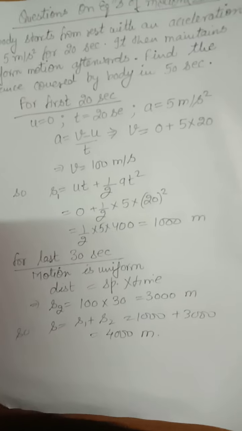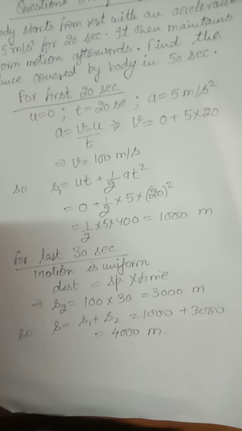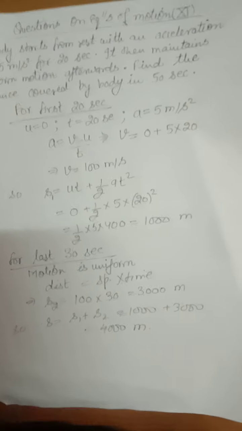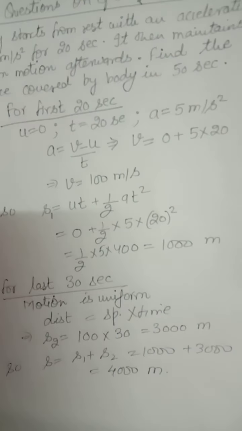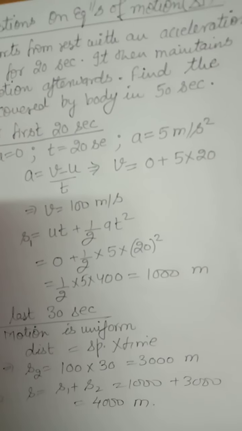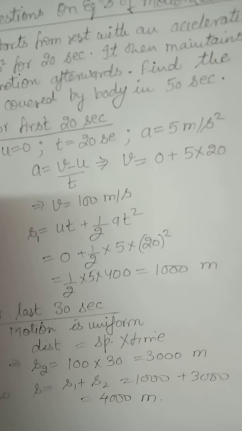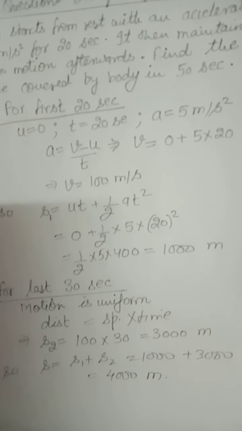Now the question is saying that after 20 seconds the body maintains the uniform motion. So we have to now calculate what is the speed of the body after 20 seconds. So if we apply the formula v is u plus at, we get that after 20 seconds the speed of body is 100 meter per second.